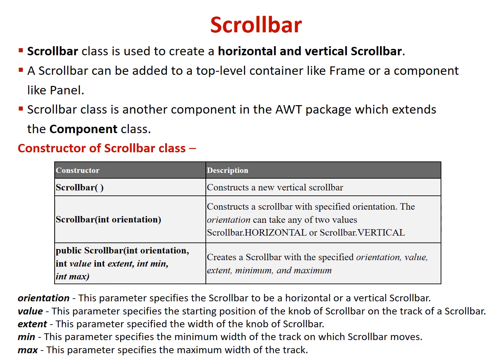Then the next is the extent. This parameter specifies the width of the knob of the scroll bar. After this, min. This parameter gives the minimum width of the track on which the scroll bar moves. And the last one is the max, that is, it specifies the maximum width of the track.